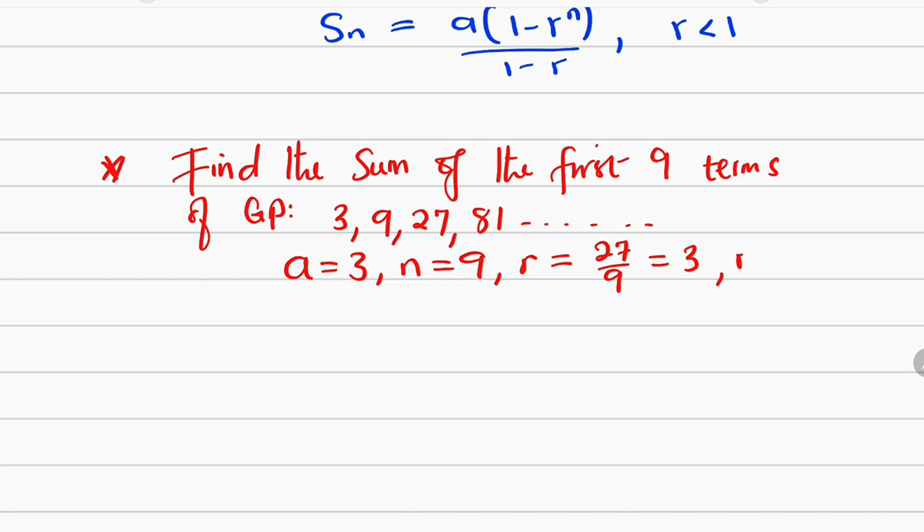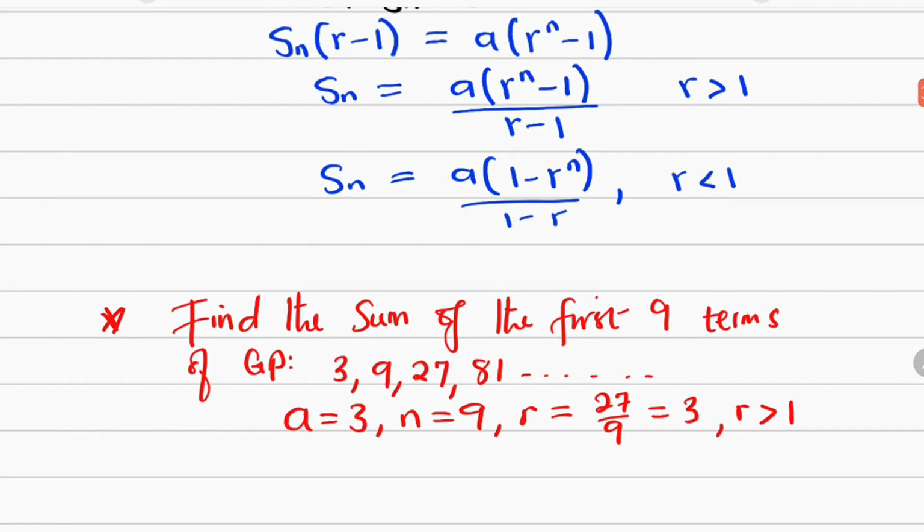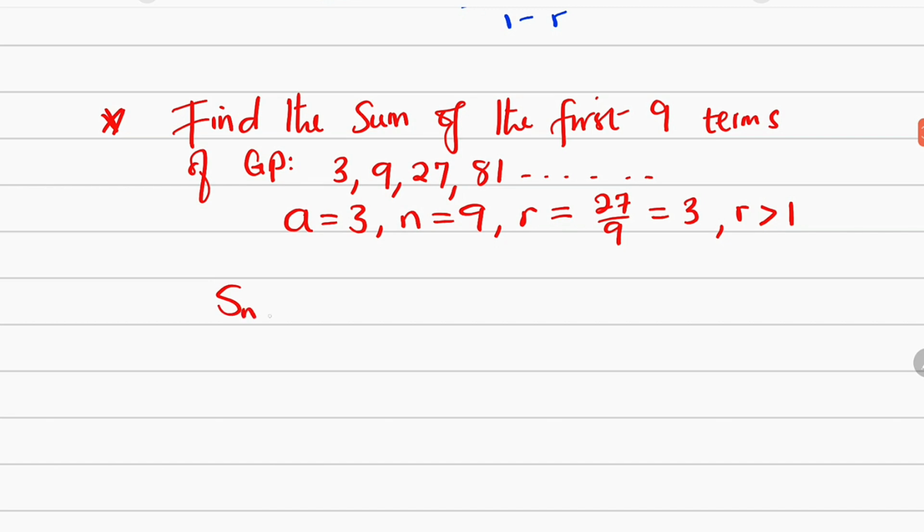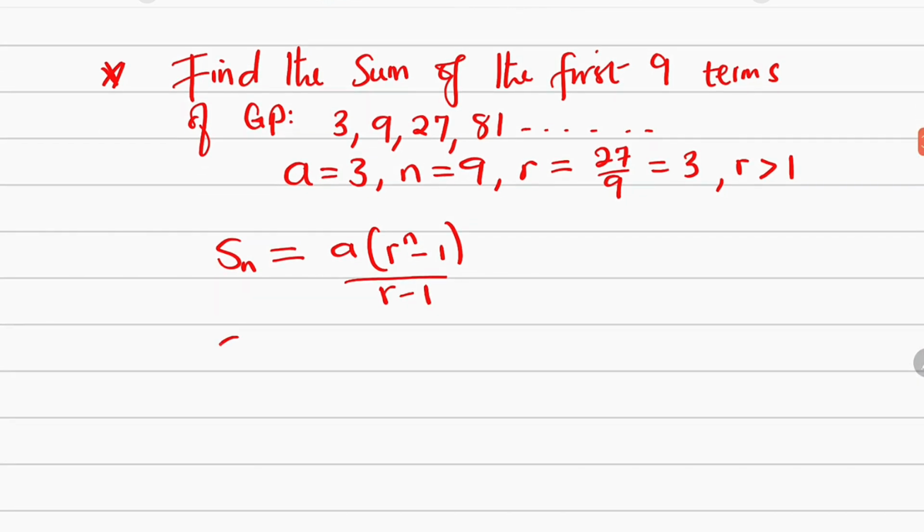You can see that r is greater than 1. So we are going to apply this formula right here. Sn, sum of terms, equals a multiplied by r to the n power minus 1 divided by r minus 1. Let's substitute. S9, sum of the first 9 terms, equals a is 3 multiplied by r is also 3 raised to the power of n, which is 9, minus 1. Divided by 3 minus 1.